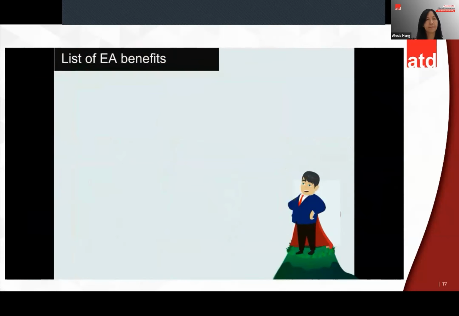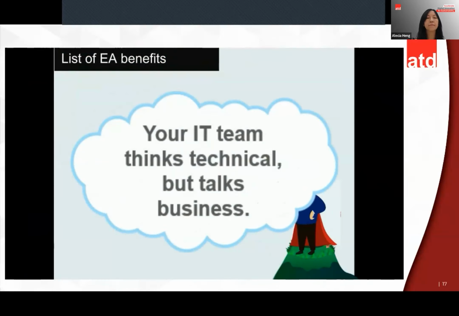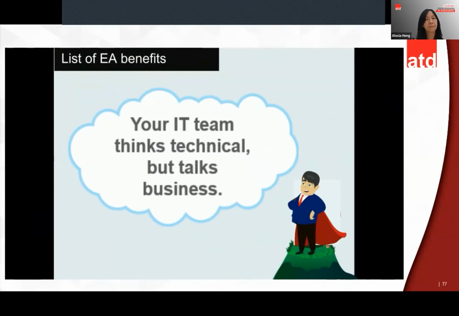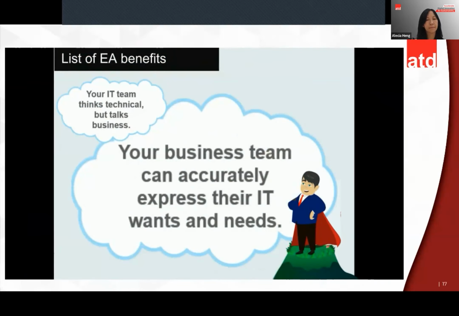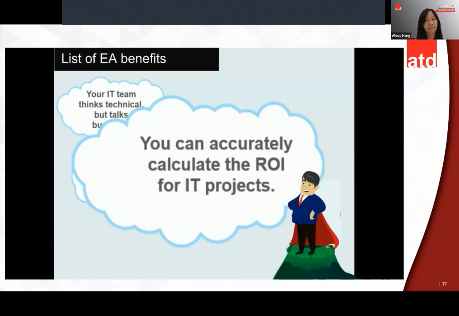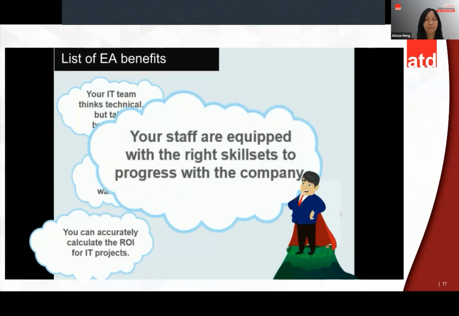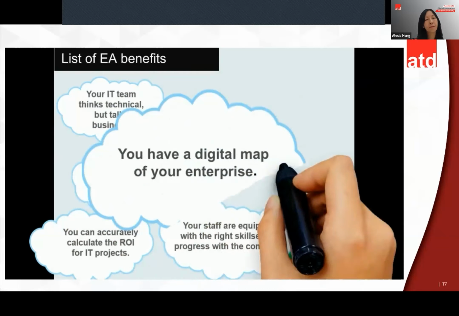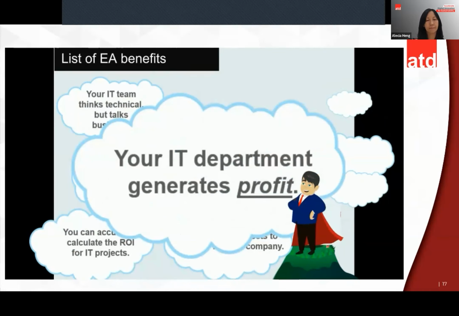Here are the list of EA benefits. Your IT team thinks technical, but talks business. Your business team can accurately express their IT wants and needs. You can accurately calculate the ROI for IT projects. Your staff are equipped with the right skill sets to progress with the company. You have a digital map of your enterprise. Your IT department generates profit.